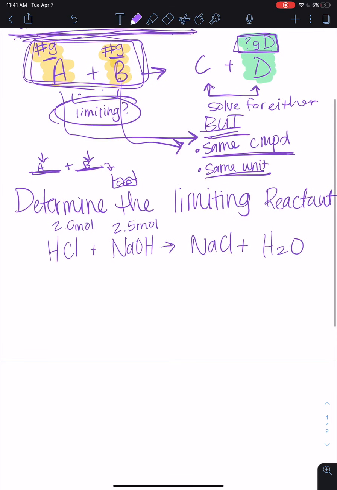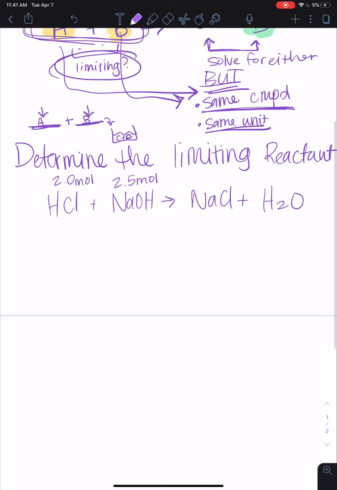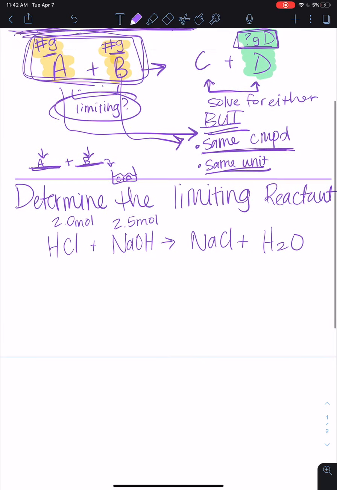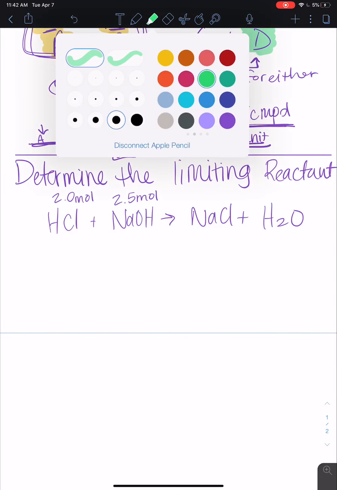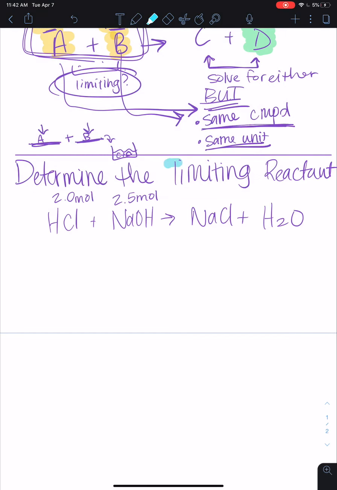So let's work an actual problem. So this one, let me kind of make some separation here. Okay, so it says determine the limiting reactant. So notice this one is a wide open question. It is asking us, oops, let me pick a color. Determine the limiting reactant. It is asking us which one is limiting between these two.